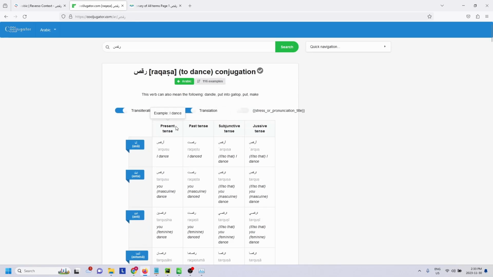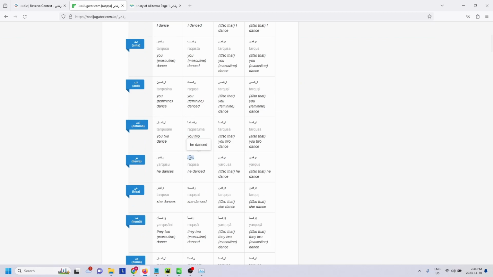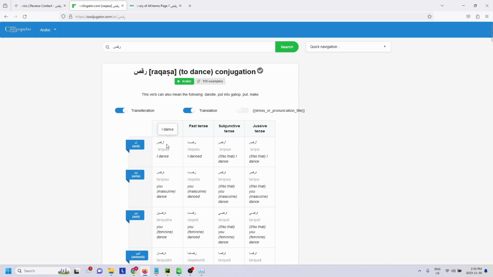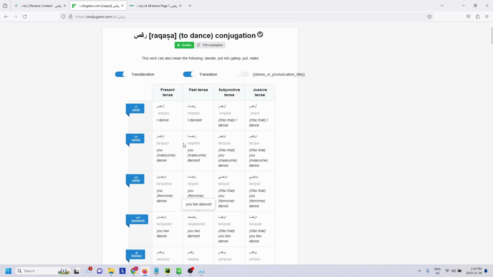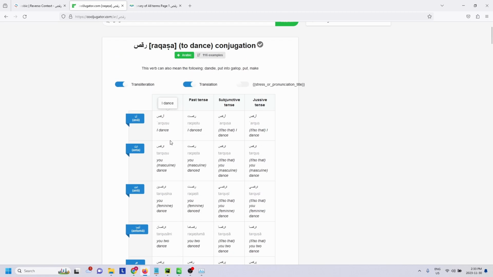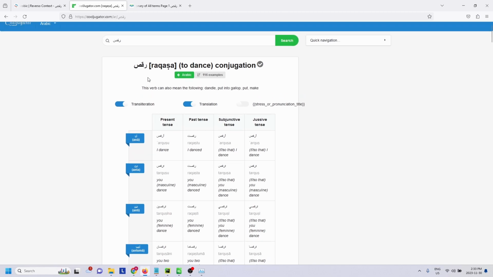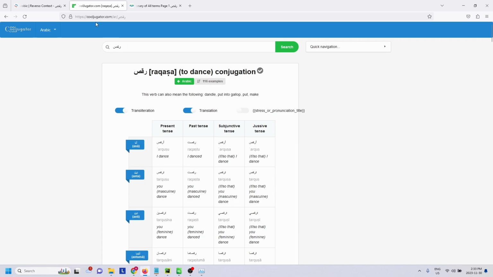Normally, when I try to learn a new verb, I save both the third person singular masculine past tense and the first person present tense, because those two provide enough information for me to be able to conjugate the verb anytime in the past and present tense, and of course in the future, which is very easy in Arabic. So this site, Cooljugator, only works with verbs.